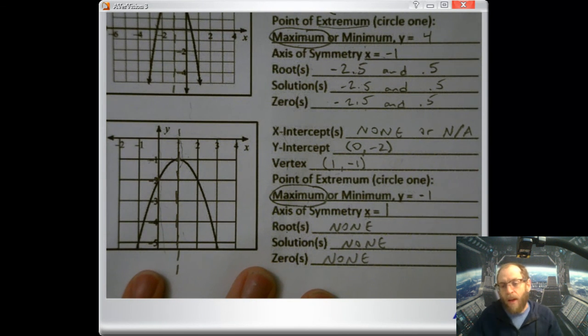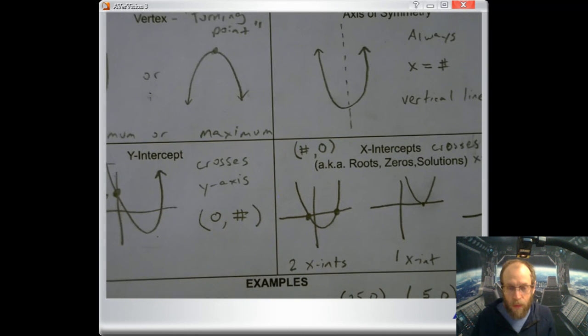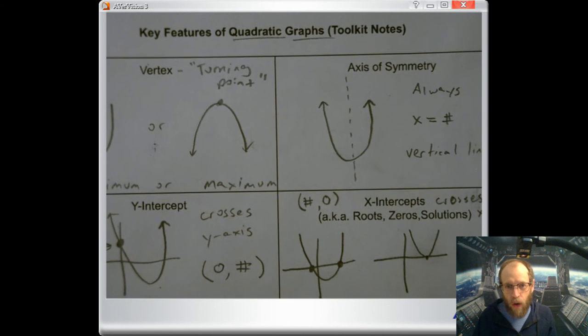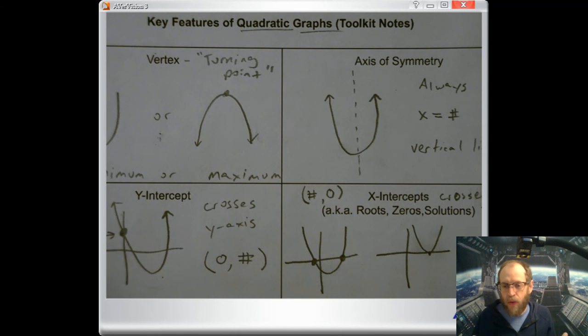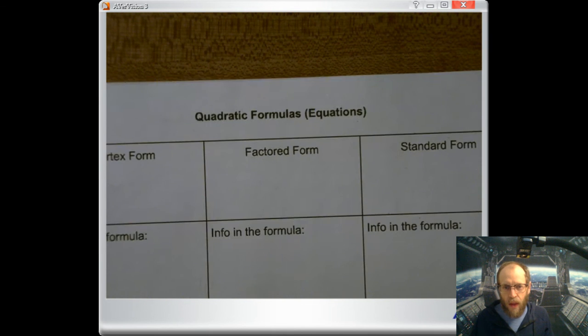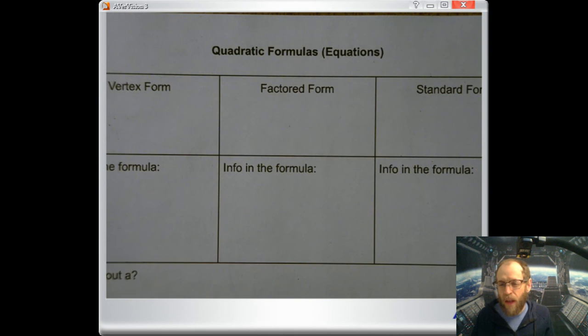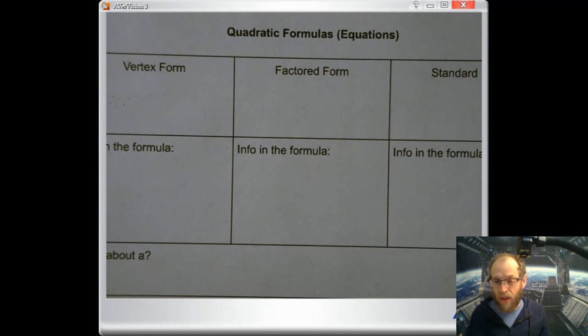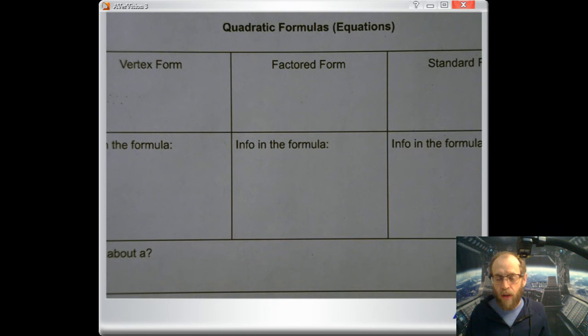Okay. So there are the important pieces, the important features of a quadratic graph. Make sure you get those written down. I'm going to make a separate video for the back page here, and we're going to talk about the different forms of the equations of quadratics that you should be familiar with from doing those Desmos activities.